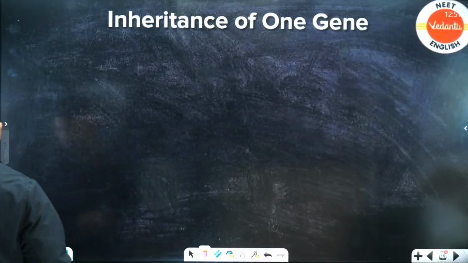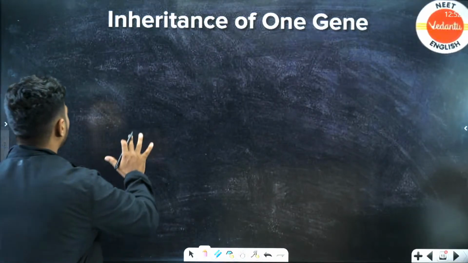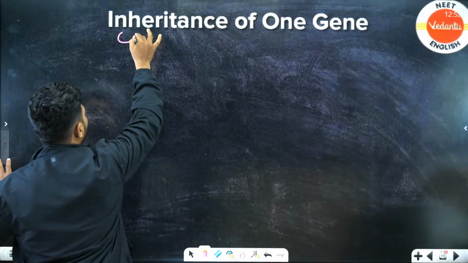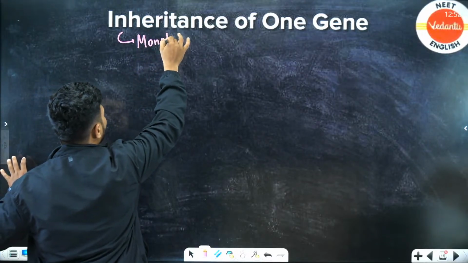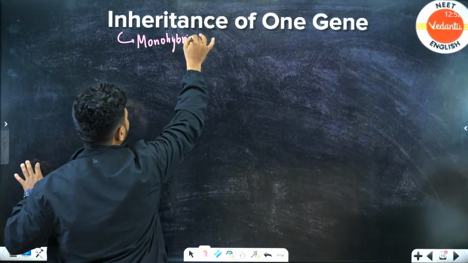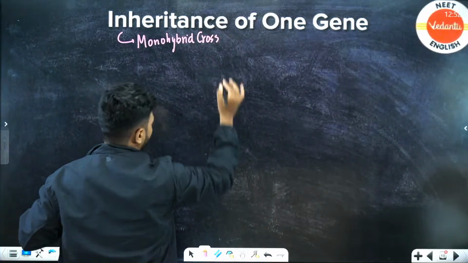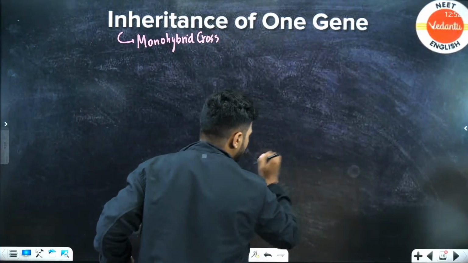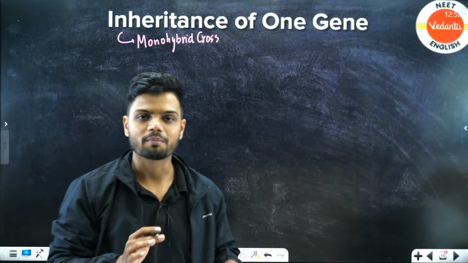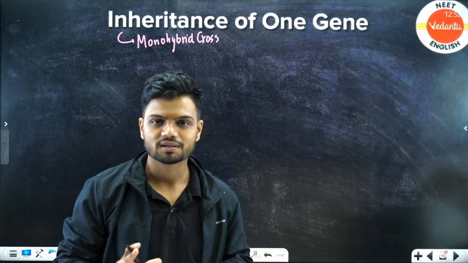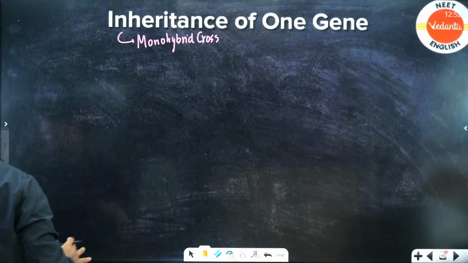Inheritance of one gene is also called the monohybrid cross. So starting off, what is the first step in hybridization, students? The first step is called selection of parents.